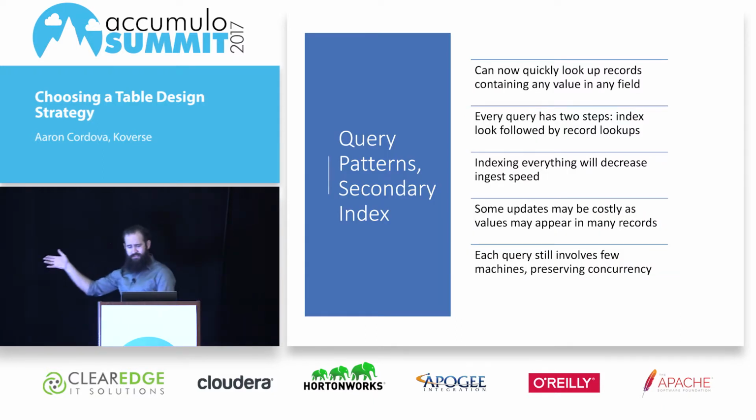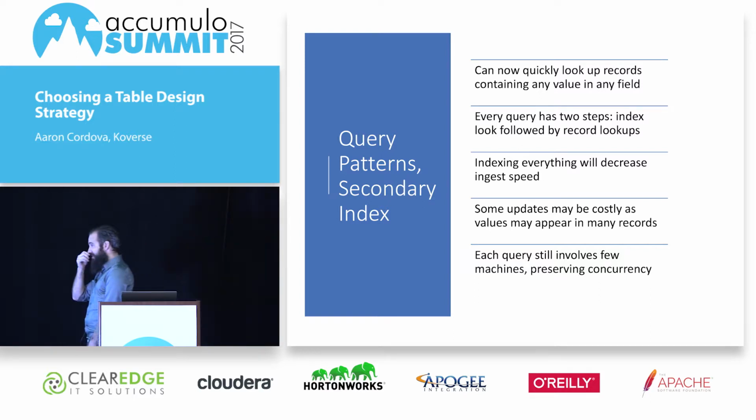Anyway, this gives you a different performance profile, right? Now you can look up records using any value in any field. But every query has two steps. You've got to look it up in the index and then go fetch the records that match. So if I say, give me everything that's $5, it'll say, OK, there's 2 items that are $5, the records A and B. And you can say, OK, well, there they are.